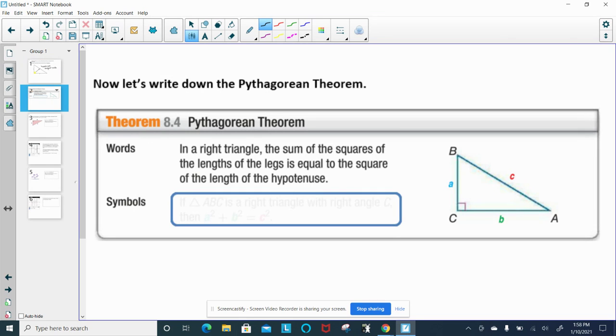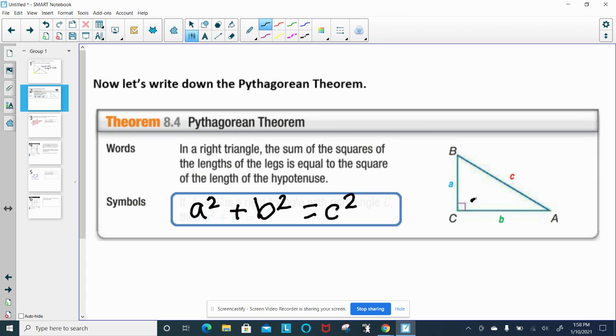The Pythagorean theorem looks like this. Some of you may have seen it before. I like to review it when we get to this unit. And these little 2's are squares. A squared plus b squared equals c squared.